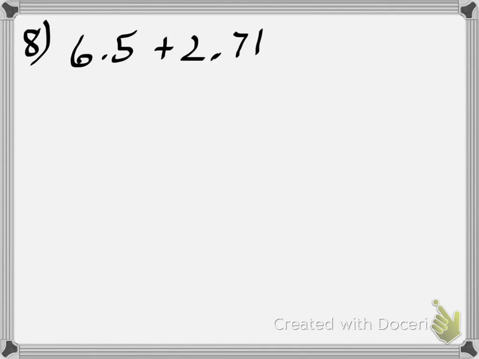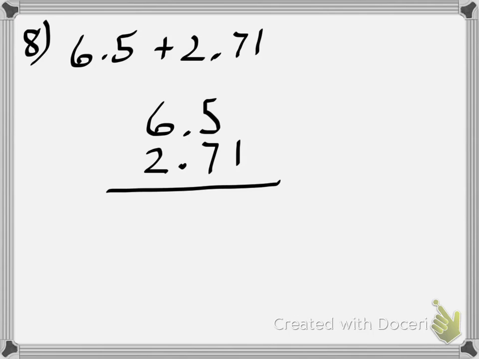For number 8, we are going to be adding and subtracting decimals. When we're adding and subtracting, we always combine like terms. So therefore, we're going to go ahead and line up our decimal points. That makes everything else line up. So 6 is in the ones place, 5 is in the tenths, 2 is in the ones, and 7 is in the tenths, and 1 is in the hundredths.